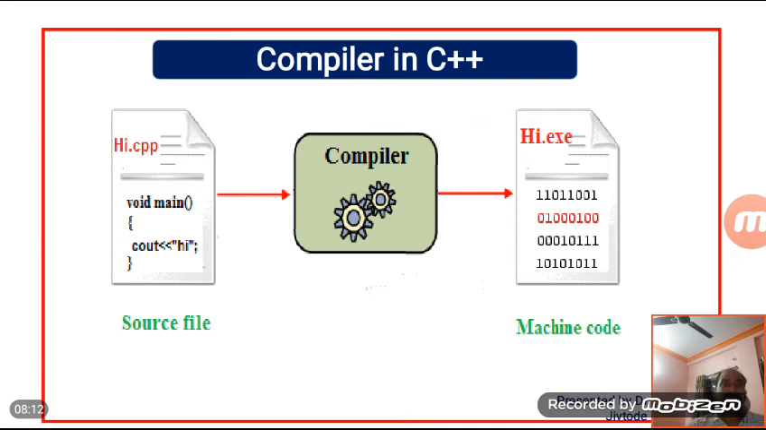Now next is the compiler in C++. Now you see the diagram. Simply, we define a compiler as a system software which converts programming language code into binary format in a single step. In other words, a compiler is a system software which can take input from any programming language and convert it into a lower-level, machine-dependent language. Now this is about the compiler in C++.